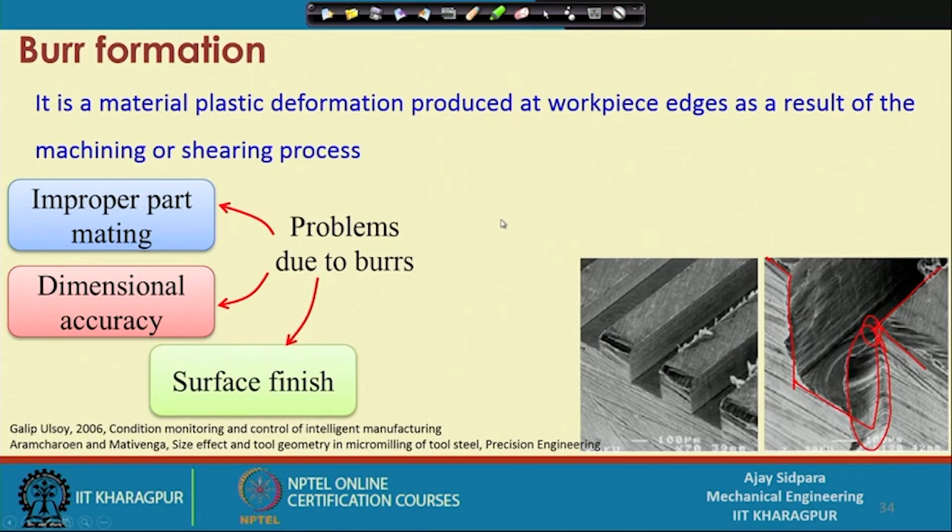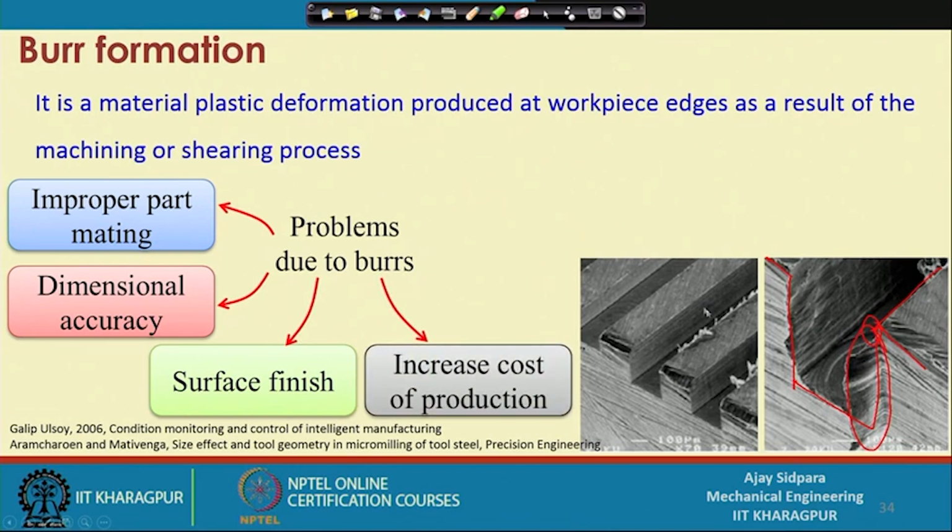Then surface finish, because right now what we are looking at is the top surface only, but burrs also create problems at surfaces which have some functional requirement. So, surface finish decreases with the presence of burr. It also increases the cost of production, because once these burrs are present, you have to apply a deburring operation. Deburring operations are non-productive, as they do not add any value to the component, they just remove the burr. So, the increase of production cost is obvious.